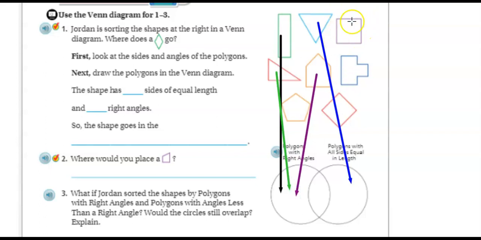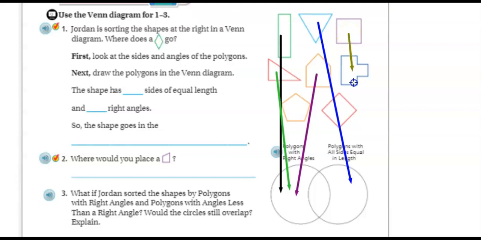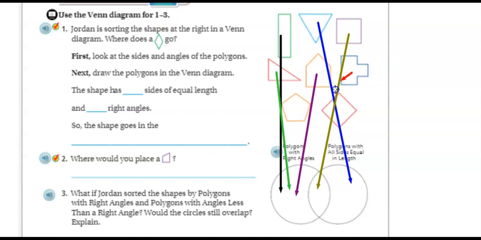But it does have right angles. 1, 2, 3, 4. All sides are equal. They have right angles, so it goes right in the center. 1, 2, 3, 4, 5, 6, 7, 8. It's an octagon. They do not have all sides the same length, but they do have right angles. So choose red. This guy's going to go over here, and we're down to our last 2.